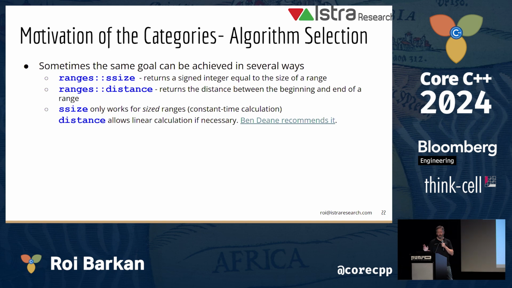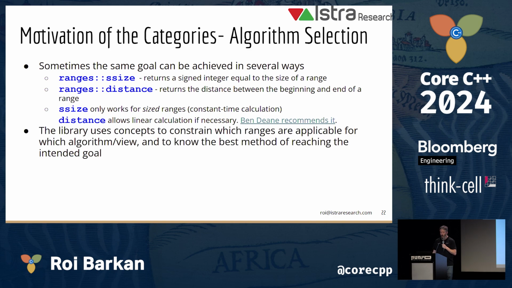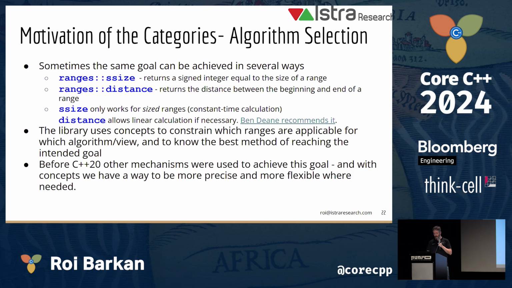Ben Deane has a recommendation to try and use the more generic approaches if that's what we want. The library uses concepts as a way to constrain these algorithms. So if I have several algorithms, I can use concepts, again, we're adding C++20, to tell the compiler which of the different implementations to choose based on the types of input that I receive. Before C++20, there were other mechanisms to do algorithm selection. I don't have time to talk about that, but you can catch me later.